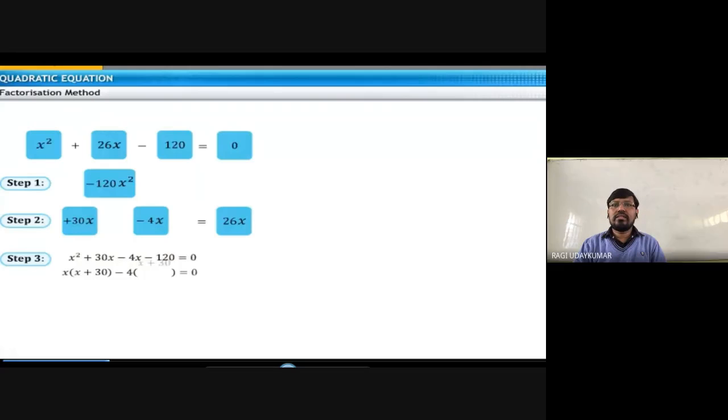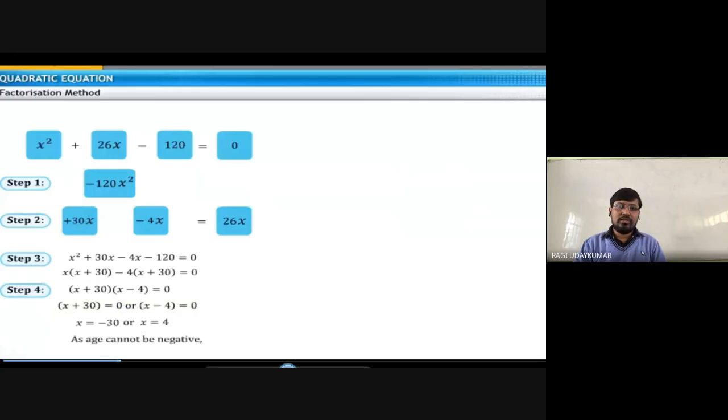If you take your plus 30 and minus 4x, take plus 26, you'll get... And if you multiply them, you are going to get minus 120. Okay. So you have to take the x common here, x plus 30. So this is called factors. You factorized it. So x plus 30 equal to 0, x minus 4 equal to 0. From this, x equal to minus 30, and x is equal to 4.